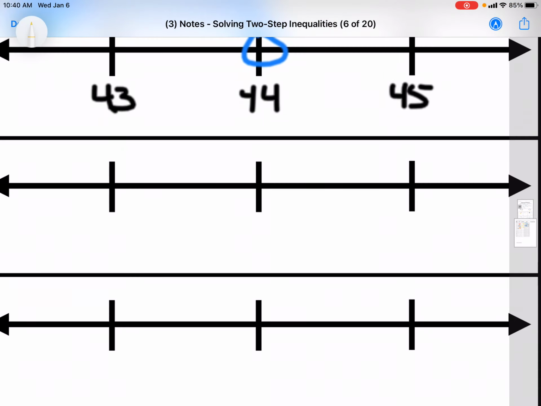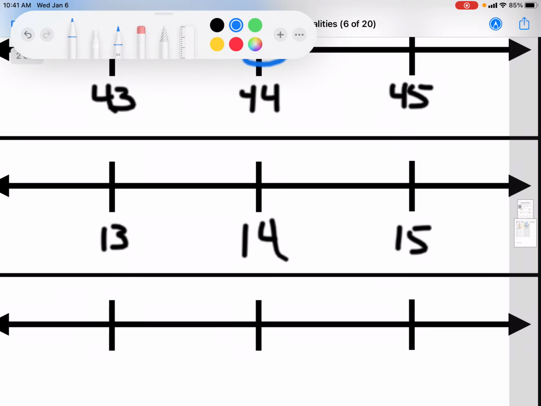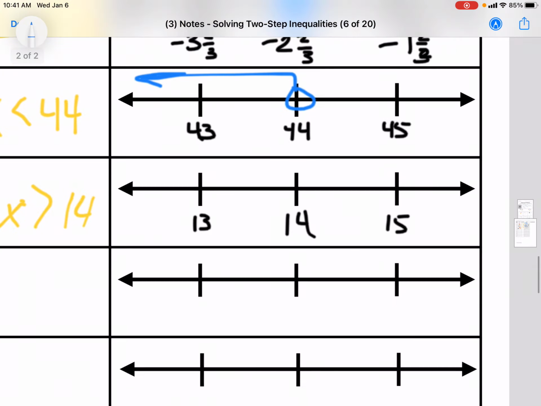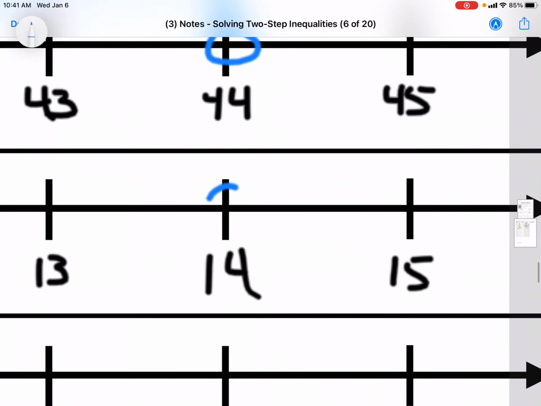All right, so come over here. 14, 15, 13. Open dot or closed dot? Open dot. X is greater than, so it's an open dot, and greater than goes to the right.